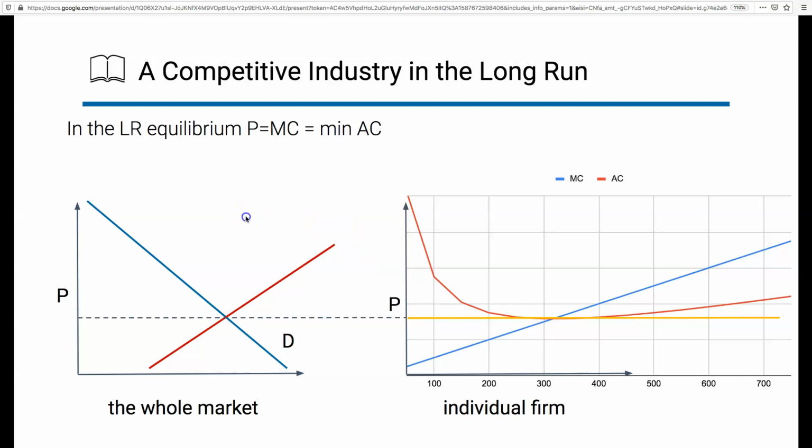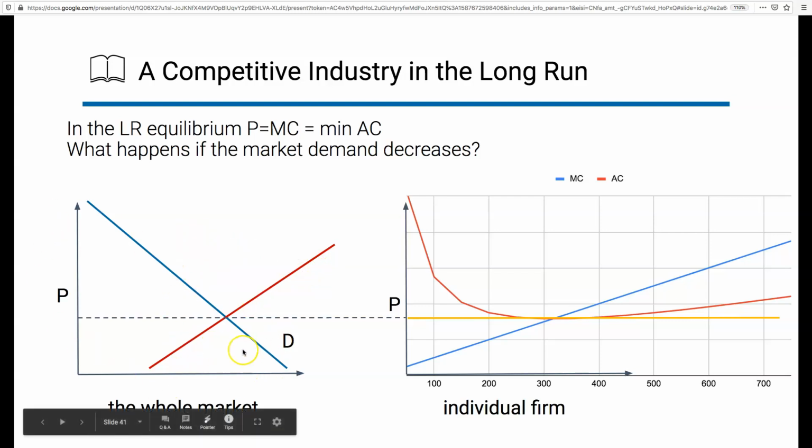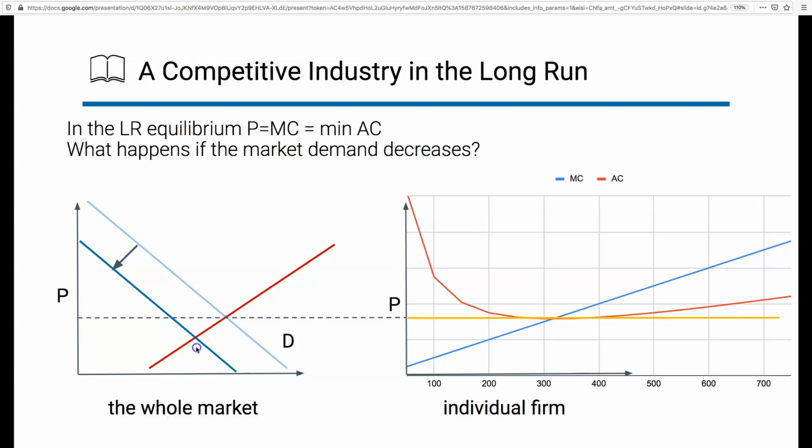Let's consider the following question. What happens if the market demand decreases? First of all, let's look at the market in general. Let's draw a smaller demand, so demand shifts to the left. As the demand shifts, the price has to react by falling to the new intersection of demand and supply. And since it falls in the whole market, that means that for each individual firm, the price has to fall as well. What happens when the price falls?